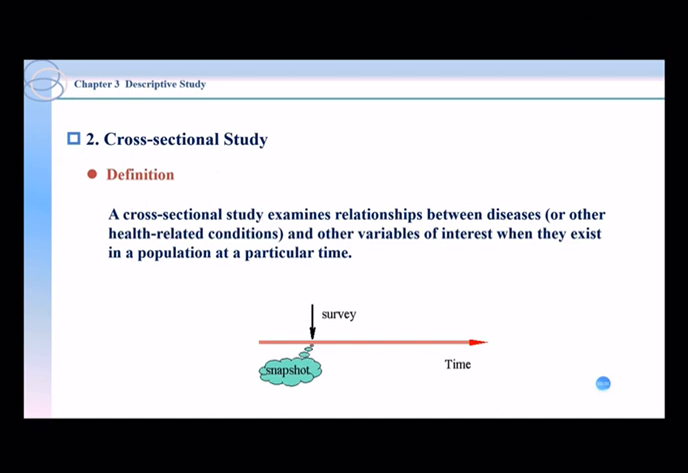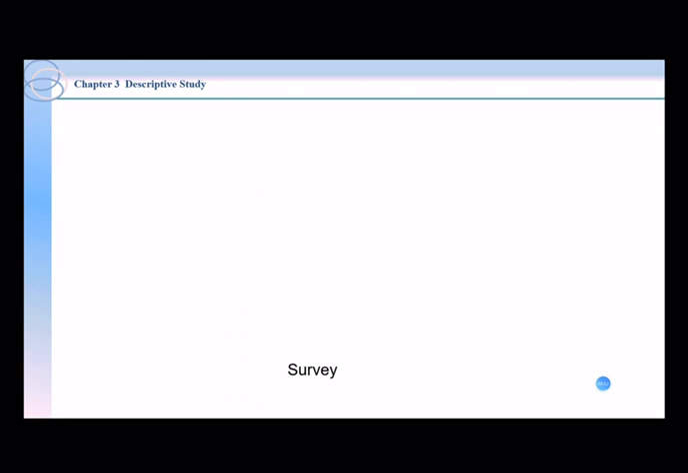And one of the most important characteristics of cross-sectional study is that the exposure and the outcome exist at the same time. Doing a cross-sectional study is just like taking a snapshot to capture the characteristics of the exposure and outcome at the same time. So let's look at the process, the explanation of this cross-sectional study.